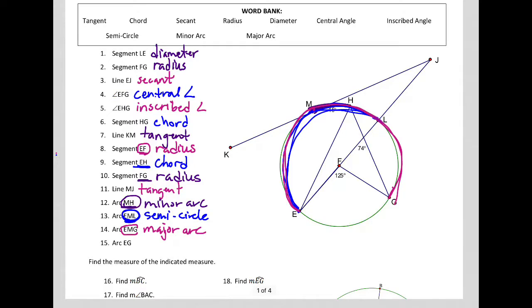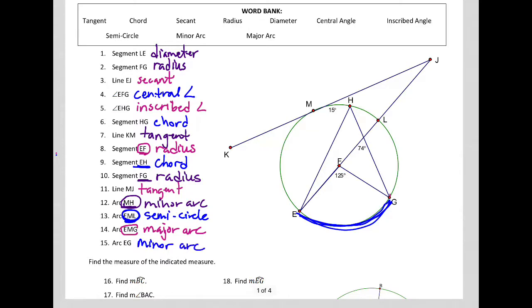And then the last one is, let me erase this here, arc EG. So if I connect E to G, notice that that is less than half the circle. So that again is a minor arc. So that's all the vocab. Make sure you're familiar with each thing and what they are.